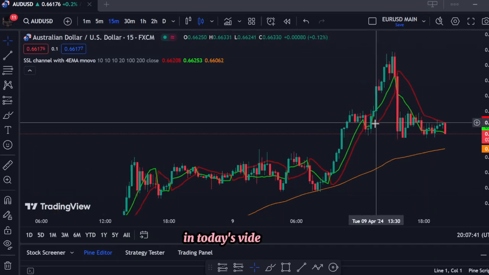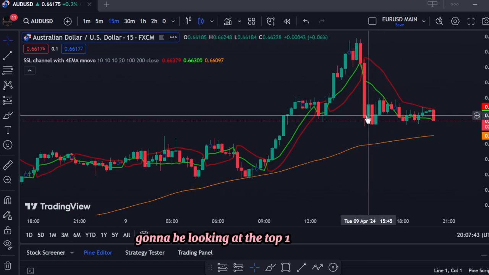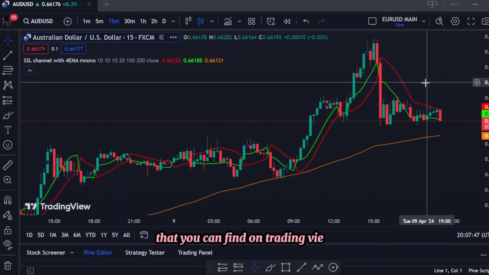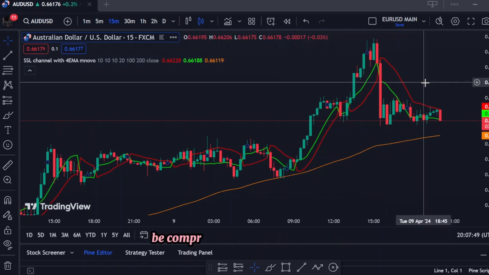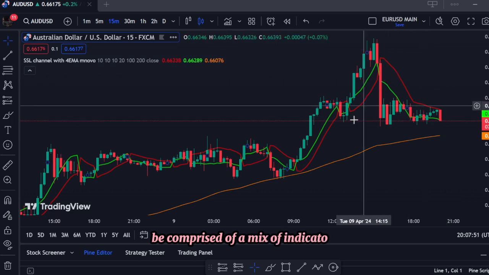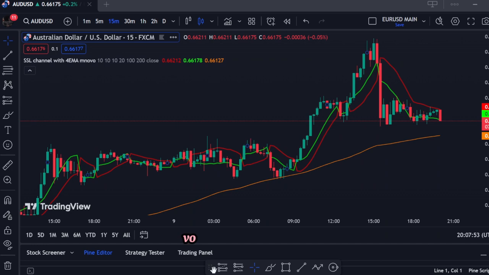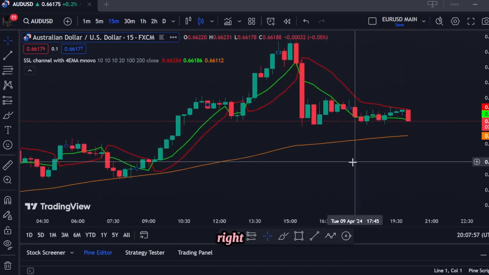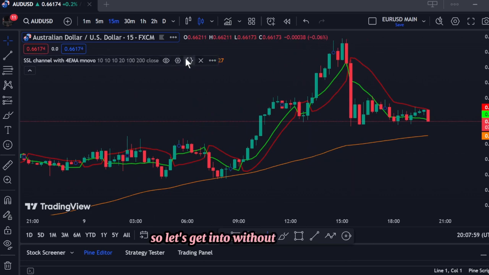In today's video, we are going to be looking at the top 10 indicators that you can find on TradingView. These indicators are going to be a mix of indicators. We have confirmation indicators, volume indicators, moving average indicators, and so on and so forth. So let's get into it without further ado.